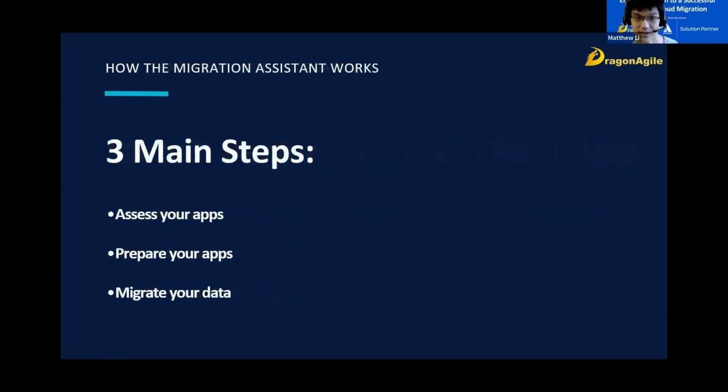So the 3 main steps to how the migration assistant works are assess your apps, prepare your apps, and migrate your data. And each of these steps are covered in more detail on the next slides.